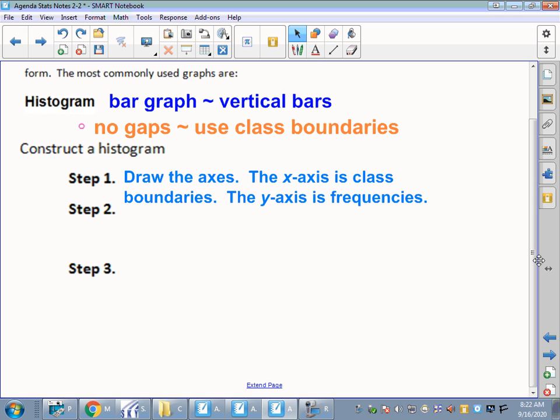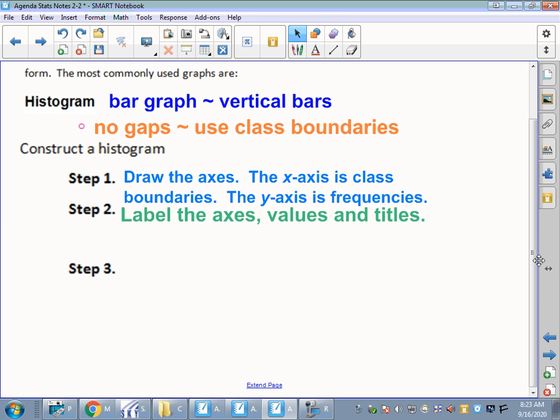So in order to construct a histogram, first thing you're going to do is draw your axes. Obviously, it's a bar graph, so you need an x and a y-axis. Your x-axis are your class boundaries. The y-axis is the frequency. So if you have 30 pieces of data, and your highest frequency is 11, you don't have to go much farther above that. We don't need to go up to 30 because it's the frequency of each class. So every single bar of our histogram is going to be representing one class.